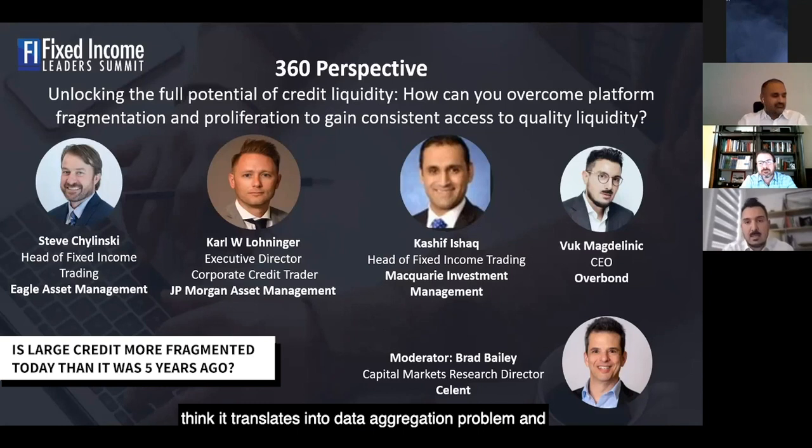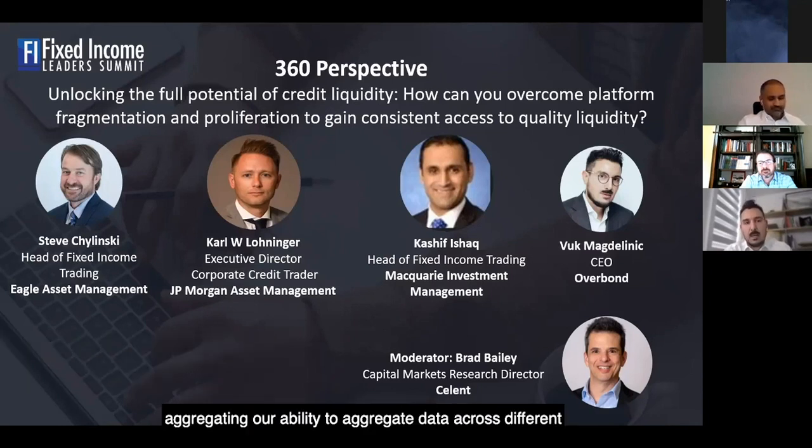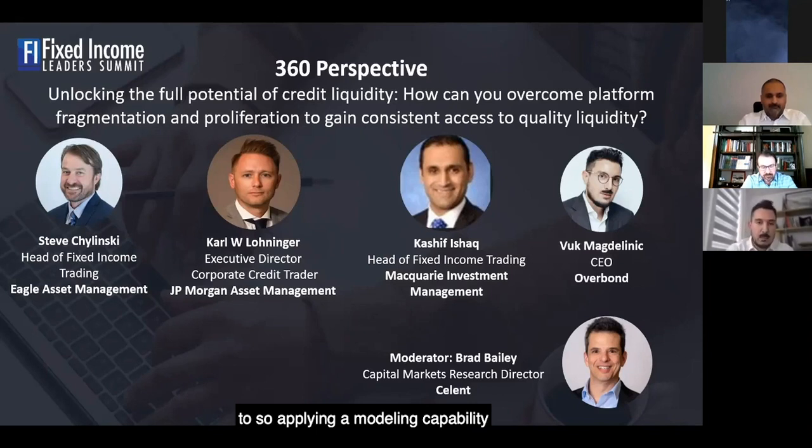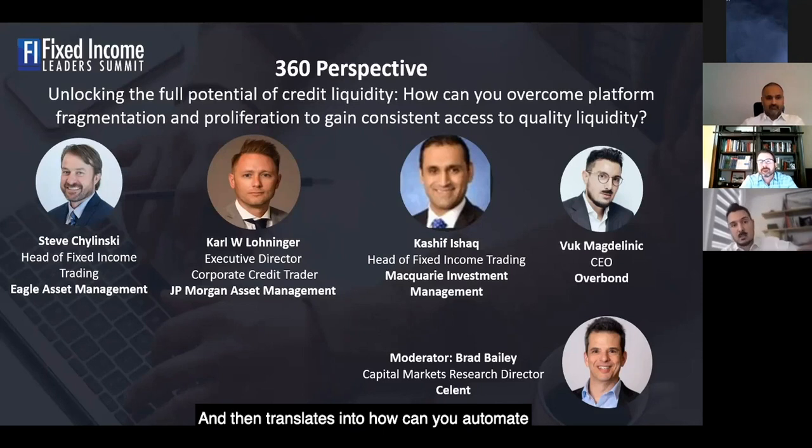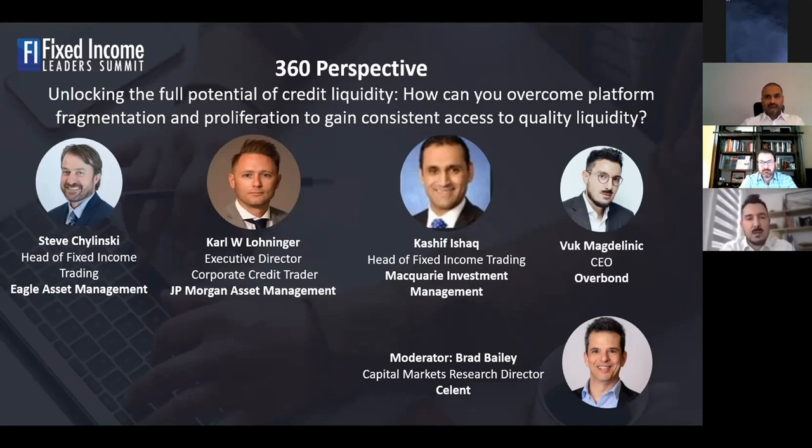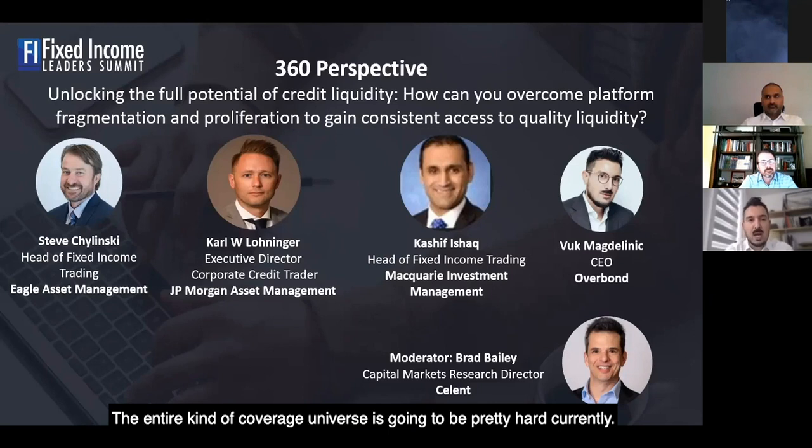I think it translates into a data aggregation problem, and aggregating our ability to aggregate data across different venues that firms are linked to. So applying a modeling capability that can do that at scale, in speed, and precision is really kind of the name of the game, and that then translates into how can you automate at least part of your workflow. I think today we're hearing more than automating the entire workflow. The entire kind of coverage universe is going to be pretty hard currently.